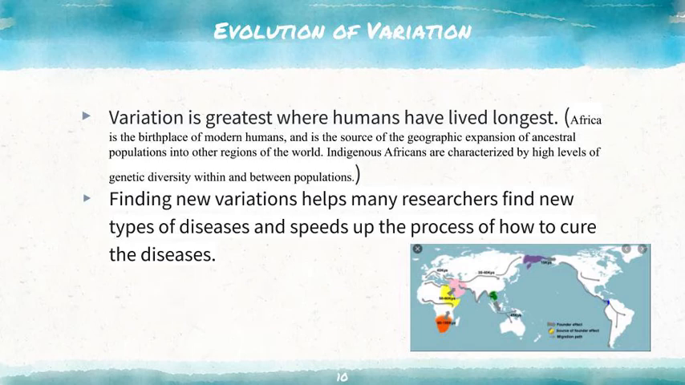The complex patterns of human variation reflect a history of human movement and mixing that has gone on since our origins in Africa hundreds of thousands of years ago. Africa is the birthplace of modern humans and is the source of the geographic expansion of ancestral populations into other regions of the world. Indigenous Africans are characterized by high levels of genetic diversity within and between populations. Genetic variation is an important force in evolution as it allows natural selection to increase or decrease the frequency of alleles already in the population. Some genetic variation can be positive, providing an advantage in changing environments.